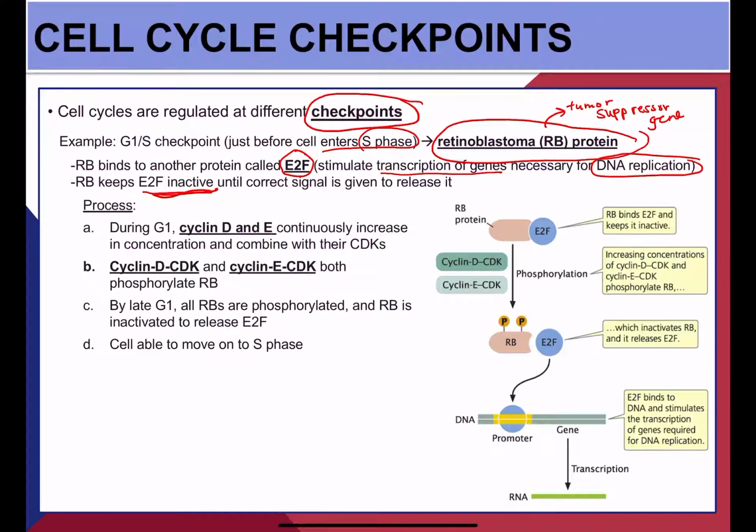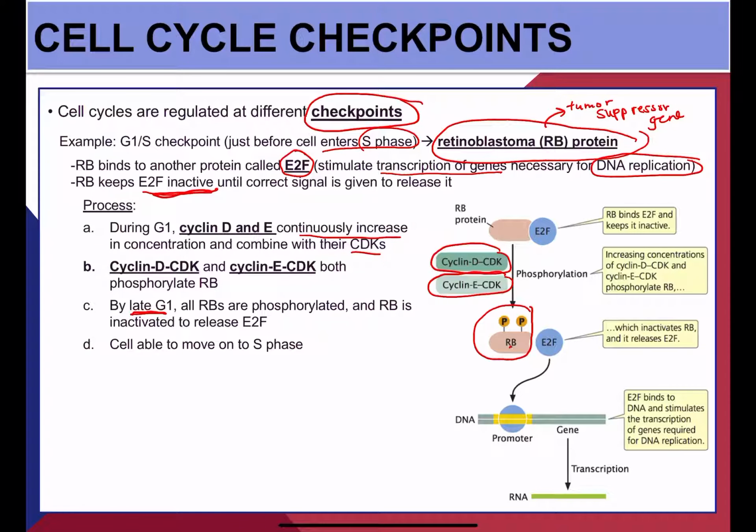And here's how it works. During G1, cyclin D and cyclin E will continuously increase in concentration and combine with their specific CDKs. So you have cyclin D associated with its CDK, and cyclin E associated with its particular CDK. Both cyclin D-CDK and cyclin E-CDK will phosphorylate your RB protein, okay? And once this phosphorylation is completed by late G1, RB will become inactivated.